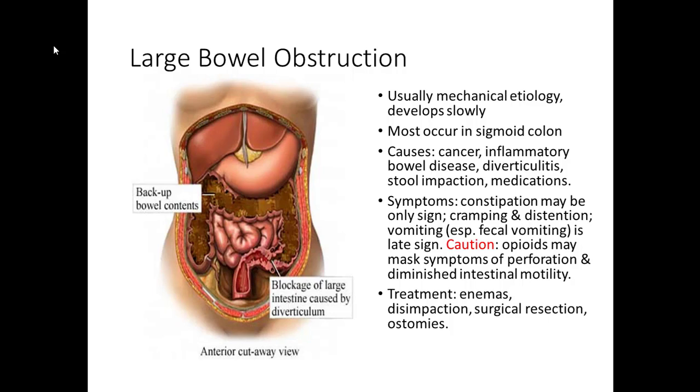Sometimes the only symptom is constipation, so you might see the cramping and the distension of the belly, vomiting. Fecal vomiting is a very late sign. Opioids might actually mask the symptoms of perforation and the decrease in intestinal motility. But people who are chronically taking opioids, their large intestine is actually distended itself. So it's very large compared to the person who's not taking opioids.